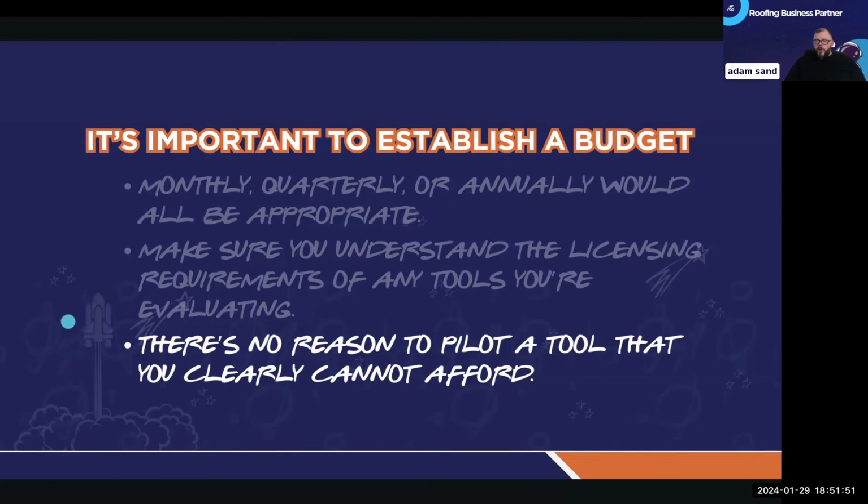And you want to know what these things cost, because there's no reason to pilot a tool you can't afford, right? So a company like Procore probably can't afford it. NetSuite for accounting, probably can't afford it at 2 million. So don't even bother looking at it. QuickBooks Online is your accounting tool. Don't bother vetting some product like Sage or NetSuite because it's not the right tool for you, right?